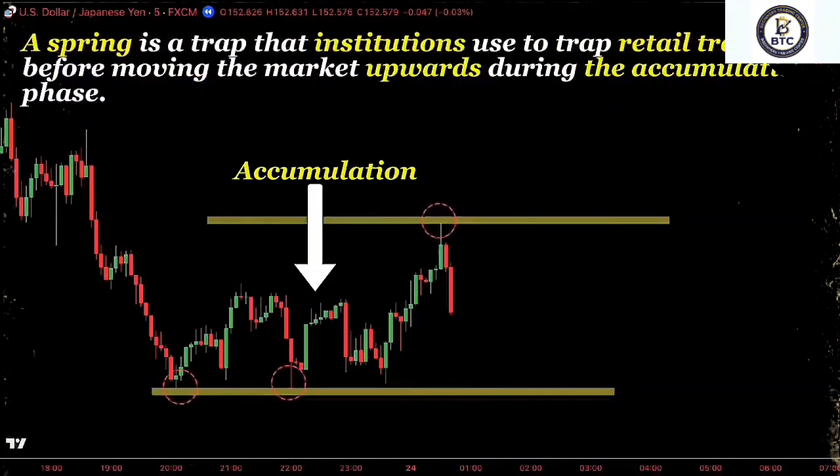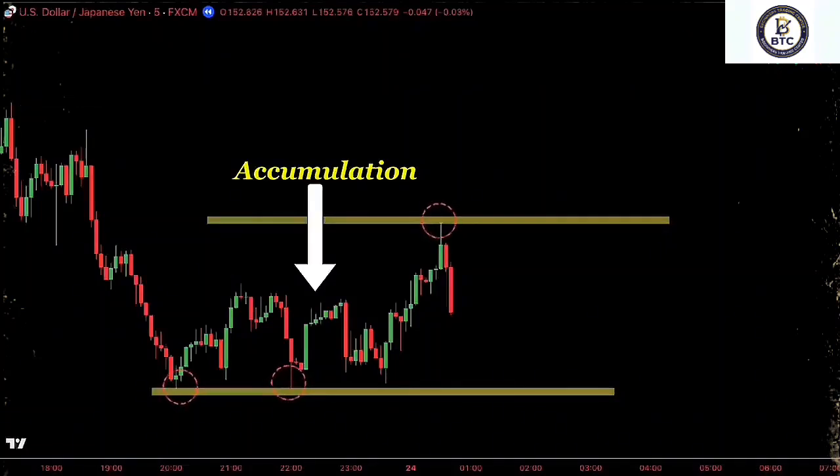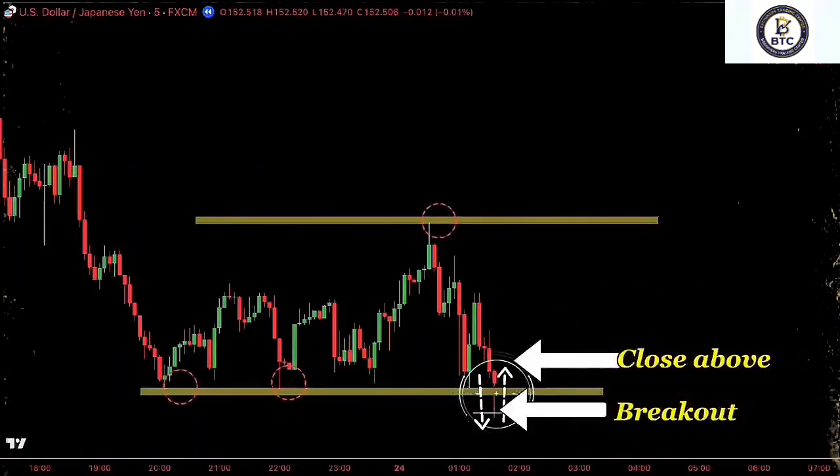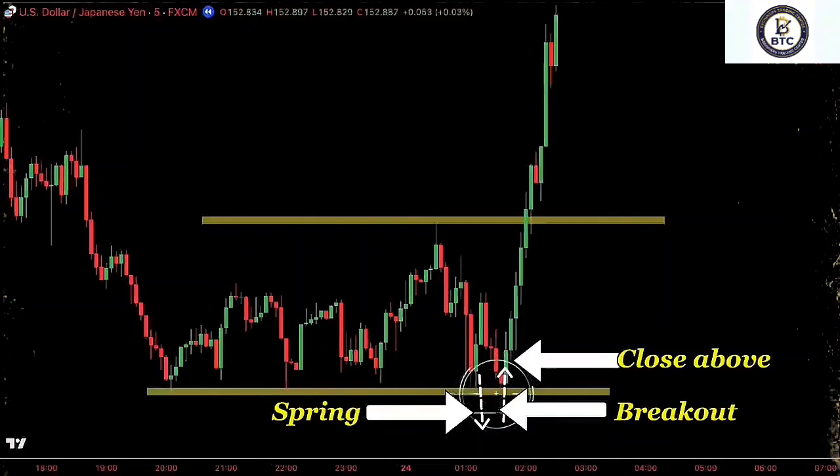A spring is a trap that institutions use to trap retail traders before moving the market upwards during the accumulation phase. As you can see here, the market is still ranging, but look at what happens. The price breaks below the range and then closes back inside it. This is a clear spring. It represents sell-side liquidity that smart money targets before pushing the market higher. Now look at what happens next. The market exits the accumulation phase and starts moving upward, entering the markup phase.